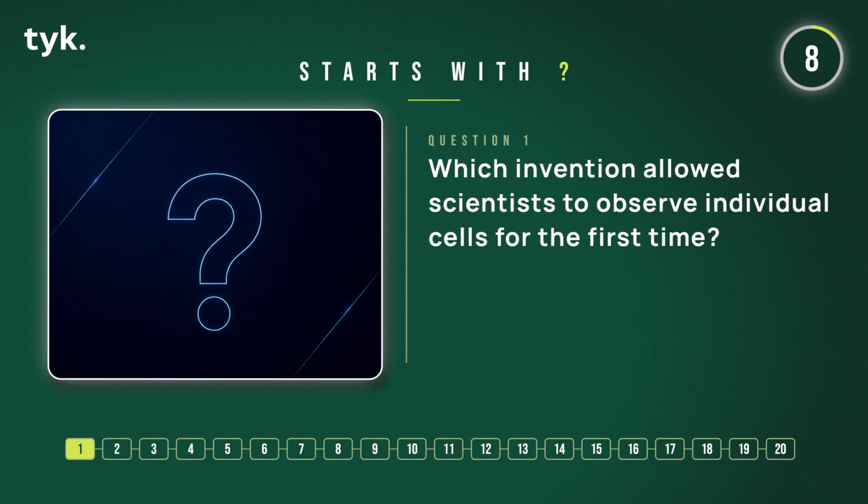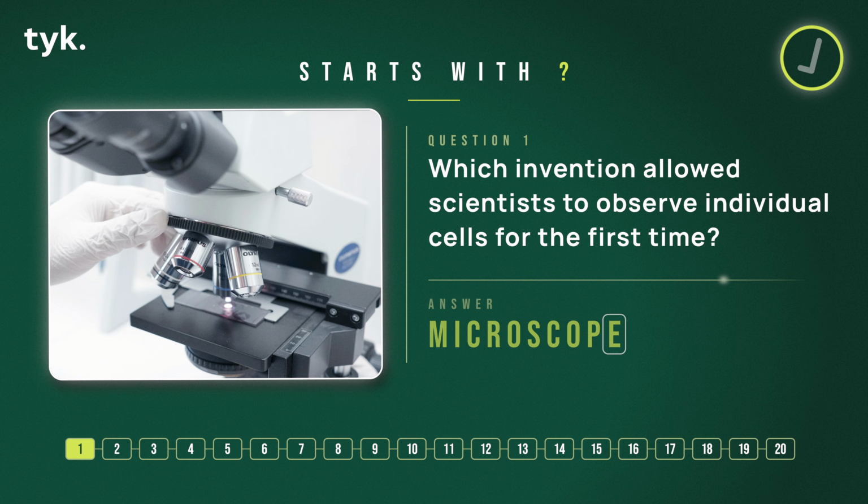Which invention allowed scientists to observe individual cells for the first time? The answer is the microscope. Robert Hooke coined the term cell in 1665 after examining a thin slice of cork through an early microscope.